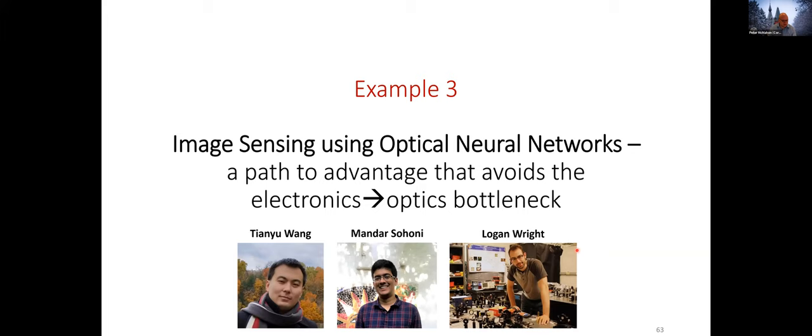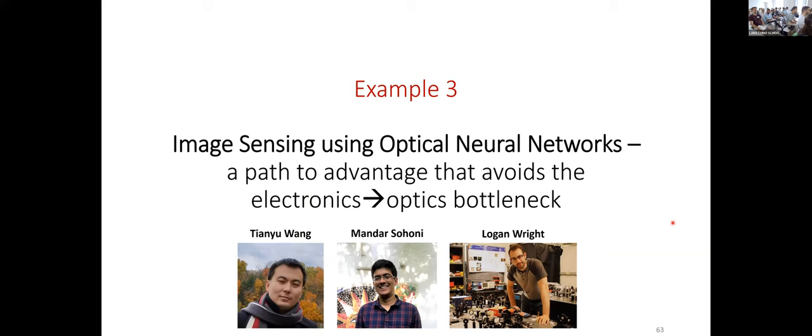In the final few minutes, I'm going to quickly flash up a final example of a use of a neural network that tries to avoid a tricky thing that I haven't talked about much, but it's very important, which is the optics to electronic bottleneck. This work was done by Tianyu Wang and Mandar Sahoni and Logan Wright in their group.